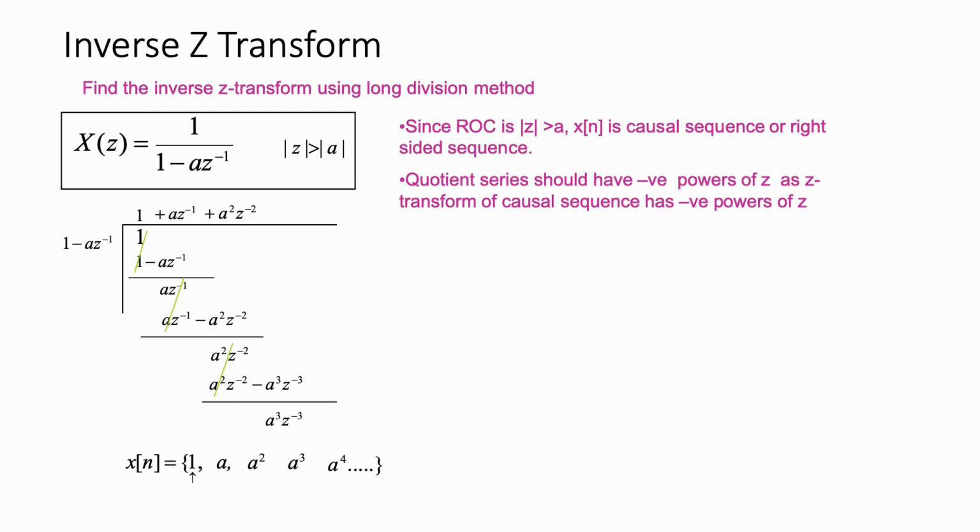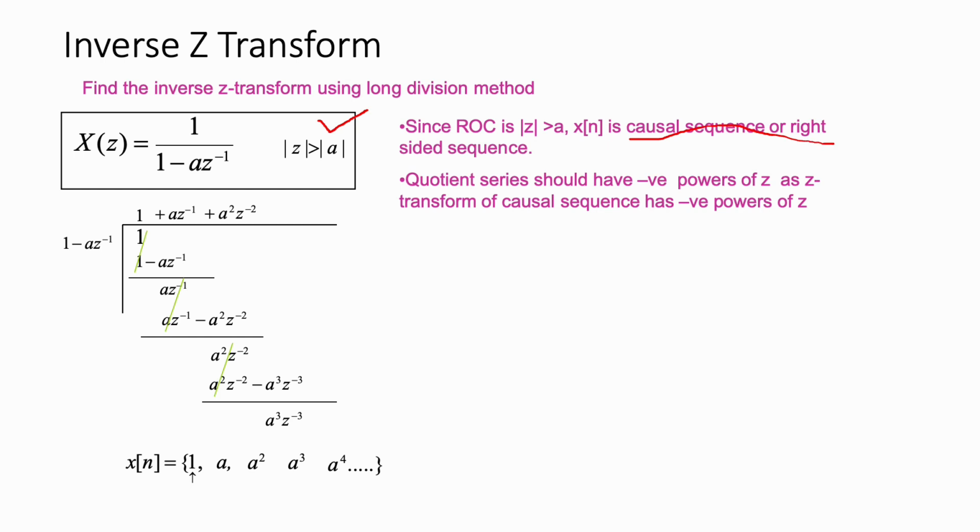The next one, we take first the long division method. Find the inverse Z transform using long division method. The problem is given: x of z is 1 divided by 1 minus a z inverse. Here the very important thing is the region of convergence. The region of convergence is modulus of z greater than a. So whenever they give like this, we come to know that x of n is a causal sequence or right-sided sequence.